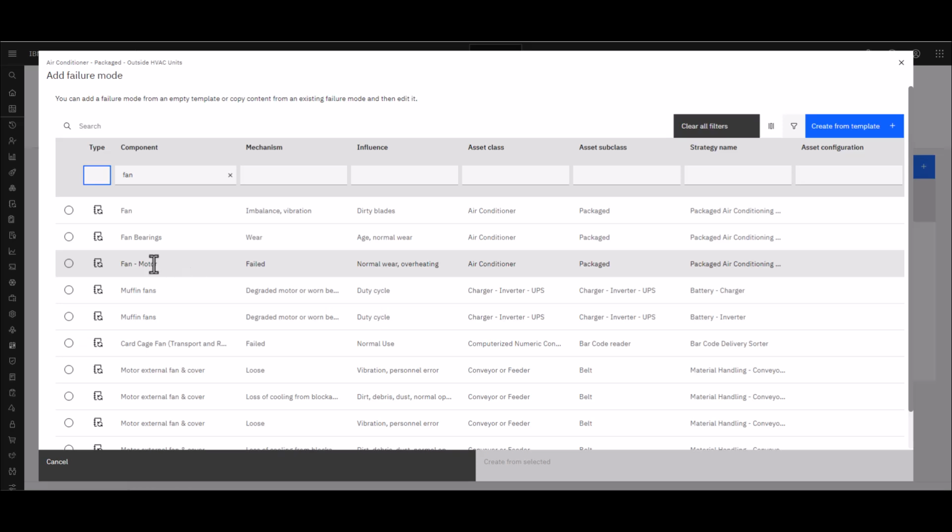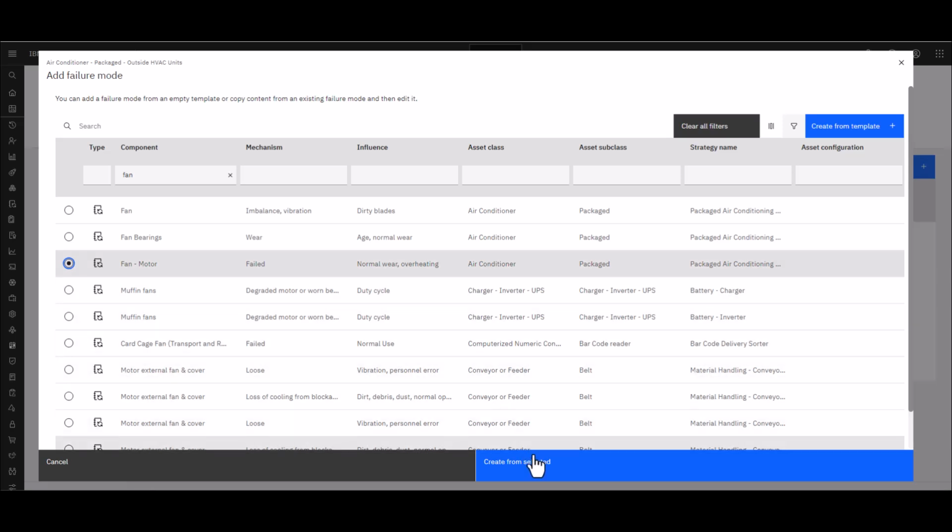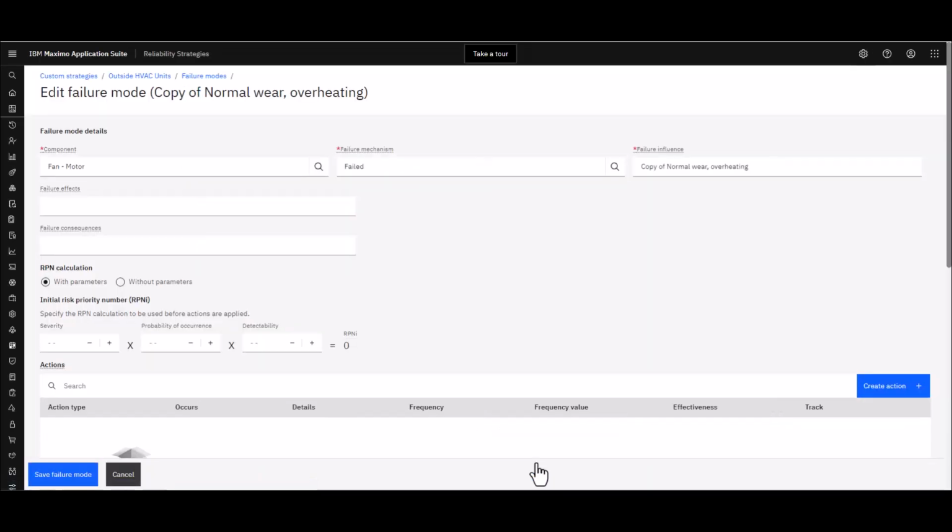So I'm going to focus here on the fan motor, and I'm going to go ahead and choose that and create from the selected. Okay. And so it has brought in some information about this component ahead of time, and then the rest of it I can fill in myself. So the component is a fan motor. The failure mechanism in this case has just failed, and then the influence is normal wear and overheating.